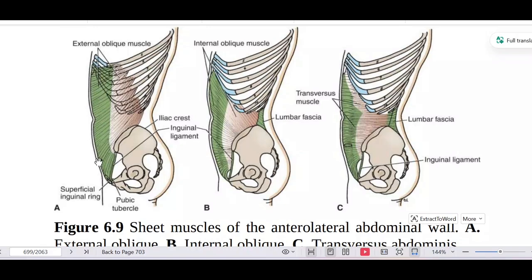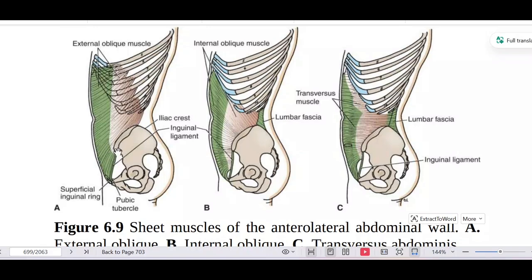This is actually the linea alba, because we are viewing the picture from the lateral view. And then this is the pubic crest. Then the pubic tubercle. The pubic tubercle is a little lateral to the pubic crest. If you have studied the pubis, you should know.